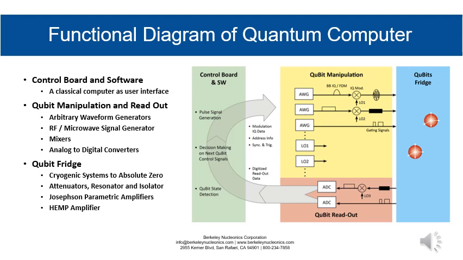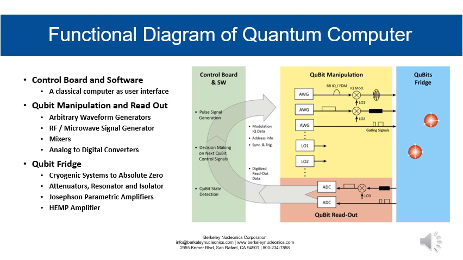We have been talking about instruments that are typically in the qubit manipulation stage. They are often in a rack alongside the system. In order to understand where cryogenic LNAs are used, we need to understand where they fit into a quantum computer. Here on the screen is a typical functional block diagram of a quantum computer, consisting of the control board and software, the qubit manipulator, the fridge, the qubit readout.